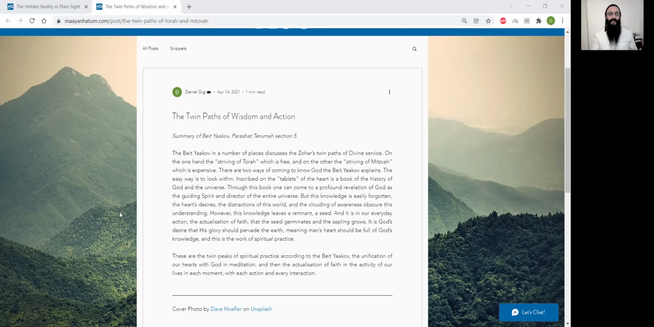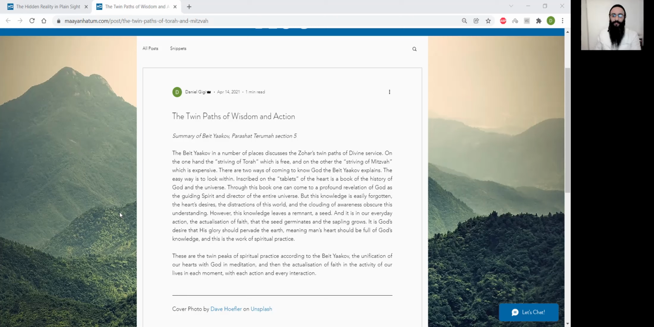So what he's saying is that there are two ways of coming to know God. Again, I'm just going to read it straight out. And the Beit Yaakov explains what the Zohar is referring to. The easy way is to look within, to find God on the inside. I'm summarizing here, but the Beit Yaakov's talk is quite a complicated little piece, and there are different places where it explains it better, or more concisely.